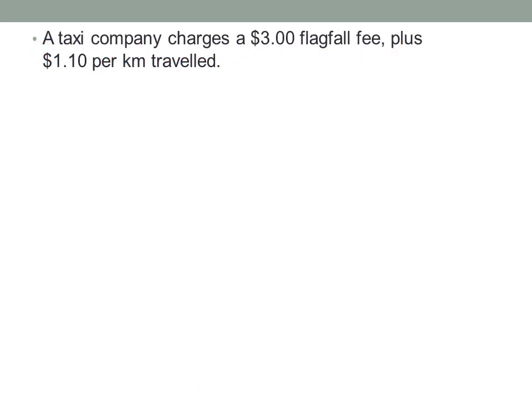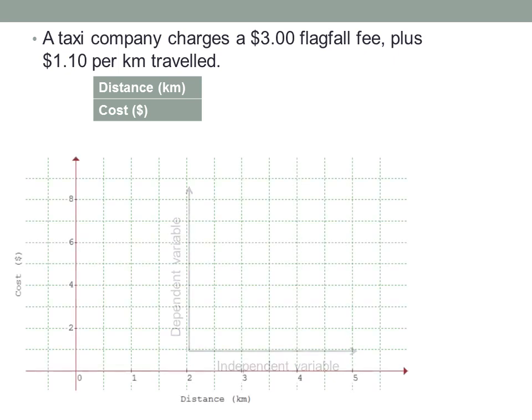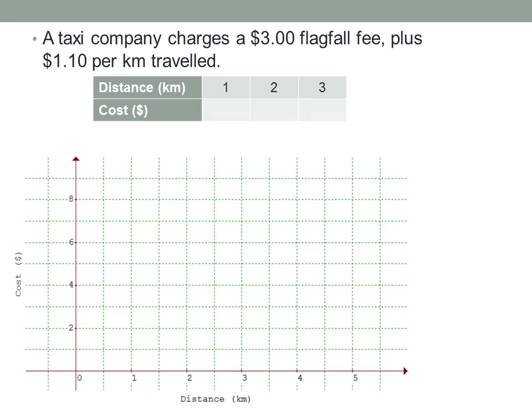Let's do it. First, a table of values. Our variables are distance and cost; the cost depends on the distance. Now, how many points do I need to work out? In fact, 2 points will do, but I recommend you always choose at least 3 points. That way, if you make a silly mistake, you can see it more easily because you won't get a straight line.